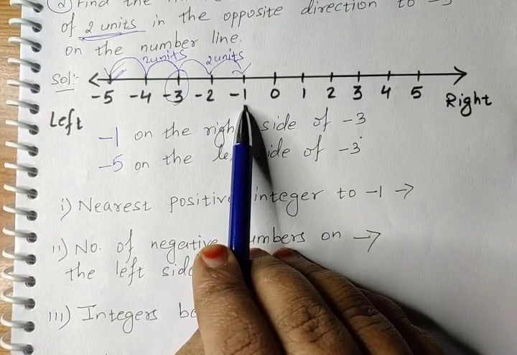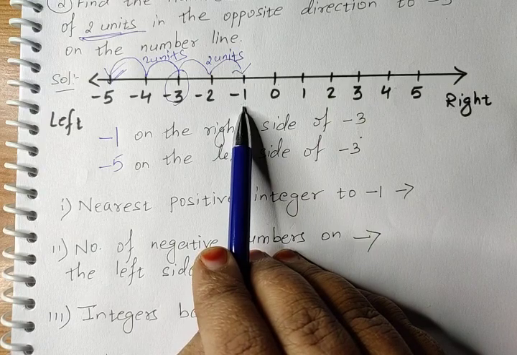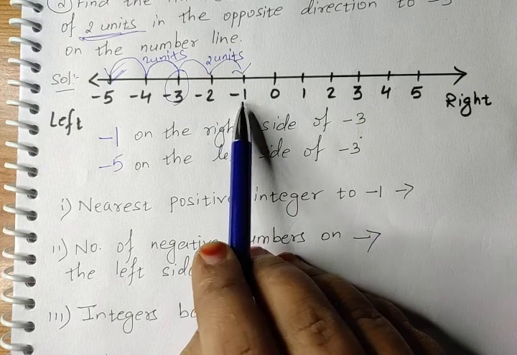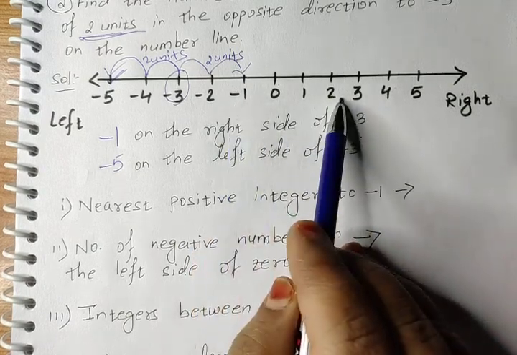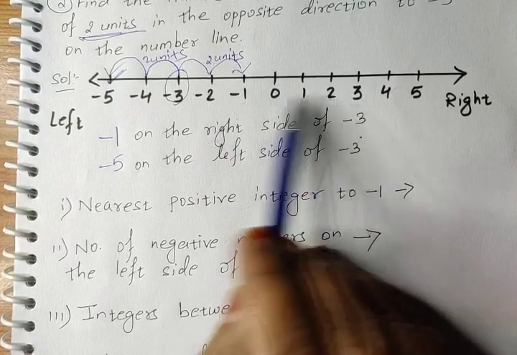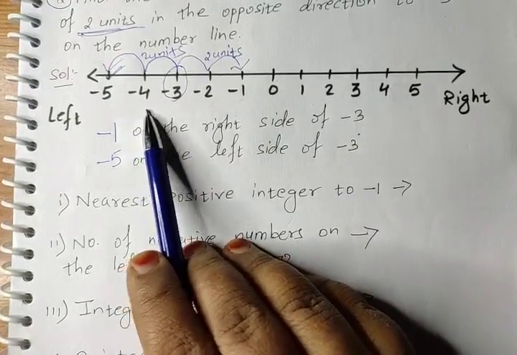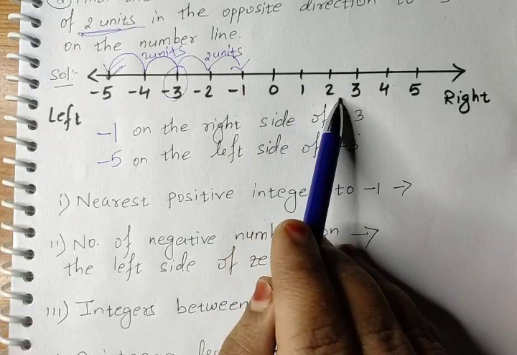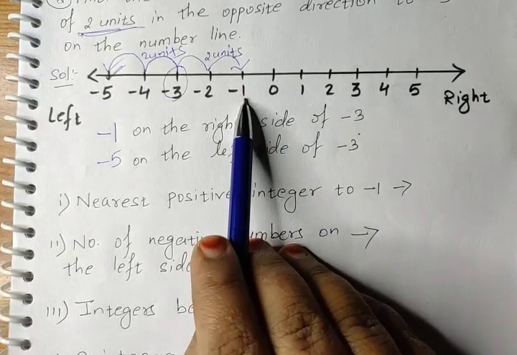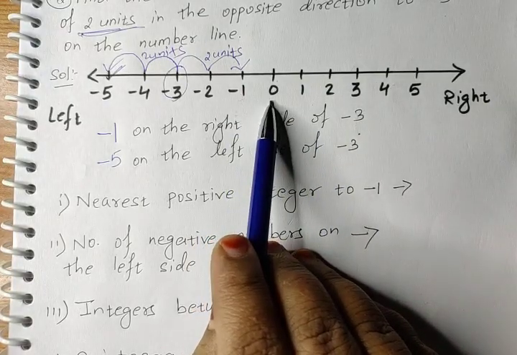Now its nearest positive integer. So positive means, of course, you have to see right side. Right side positive integers are there. Left side negative integers are there. So right side you have to see. Now nearest positive integer. Yeah, first is 0.